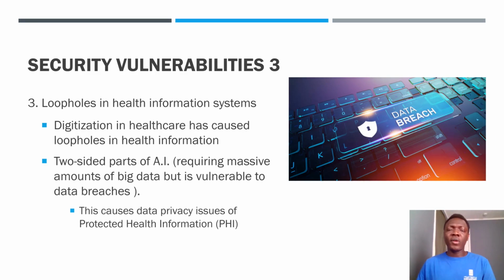So the final vulnerability I would like to speak about is the loopholes in health information systems. With the recent growth in health information technologies, patients' data are at a very higher risk of being accessible to hackers. It is a bit shocking why cyber criminals are so much interested in patients' data. The two-sided part of artificial intelligence, which are its ability to use big amounts of data, but at the same time vulnerable to security breaches, raises a lot of privacy issues in the healthcare industry.